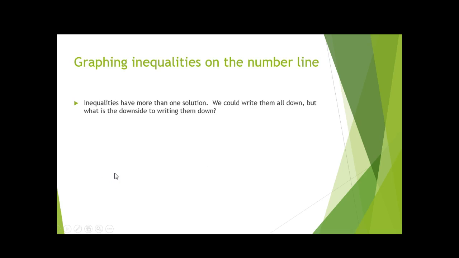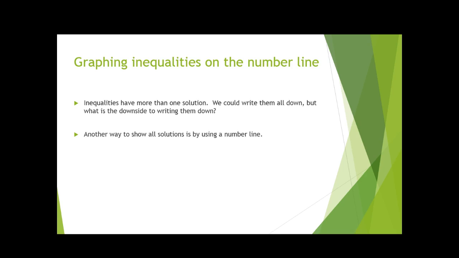To graph inequalities on the number line, you need to realize that they do have more than one solution, more possible answers. So you could write them all down, but the downside is, obviously, it would take forever. Any number that's less than 1, there's an infinity of them. You have 0, you have -1, -2, -3. Take any number, subtract 1 from it, and you got a new number. And it could go on forever and ever and ever.